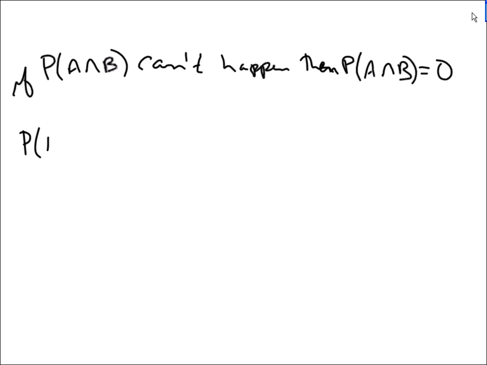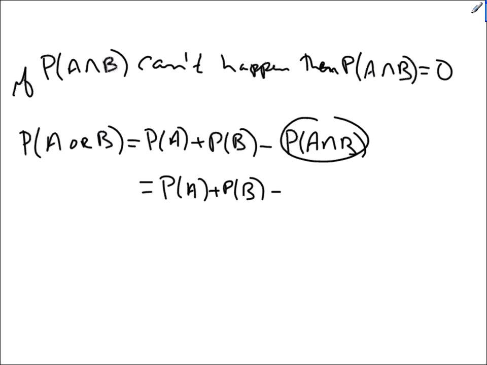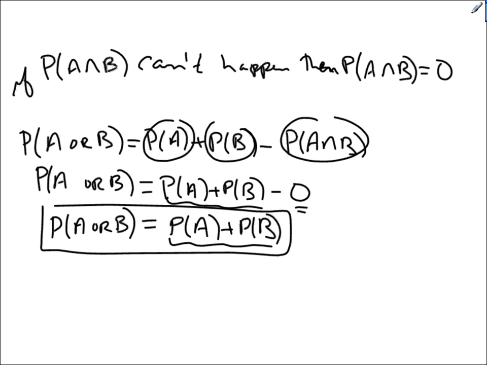So now you have the probability of A or B equals the probability of A plus the probability of B minus the probability of A intersect B. But that's zero. So you get the probability of A plus the probability of B minus zero, which of course is probability of A plus probability of B. These are just numbers. If you add two numbers and then you take away zero, you got the same as if you just added those numbers. So now we have another formula. We have this formula. But the premise is that this is zero.